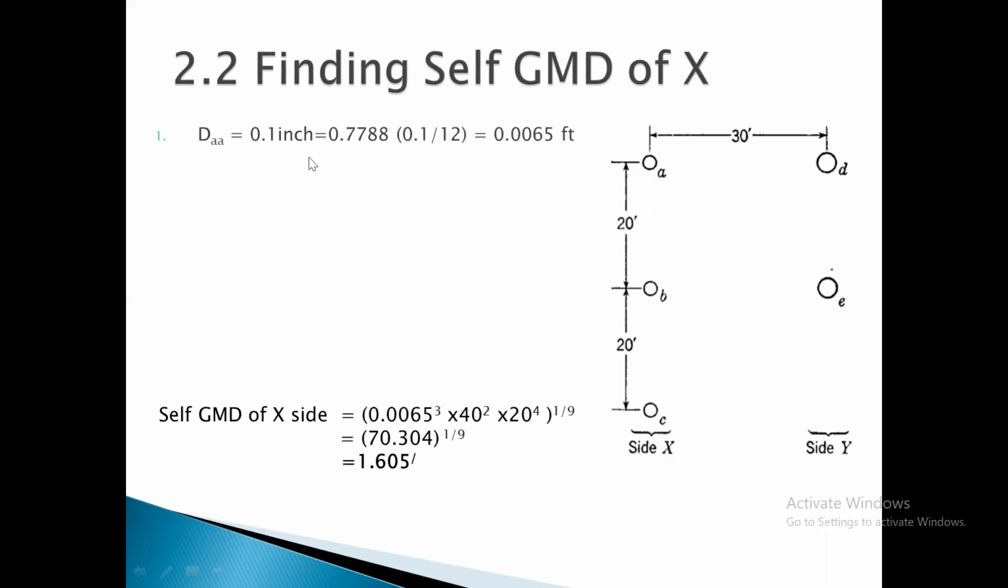So firstly I will go towards the distance a to a, or the self distance of a conductor, which you can write as daa. It's 0.1 inch, but as all the measurements I am taking in feet, I have to convert inches into feet, so I will divide it by 12. So what is this 0.7788? Do you know this? It's e to the power of negative 0.25. Now I know you understood it, right?